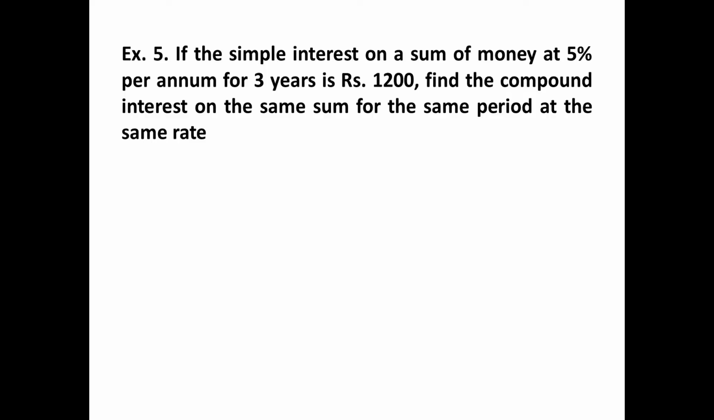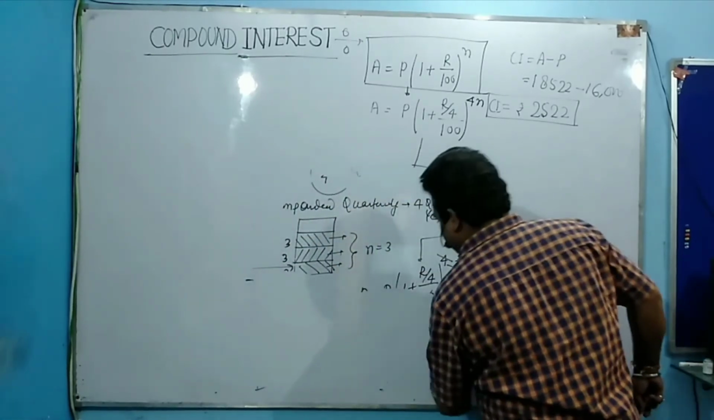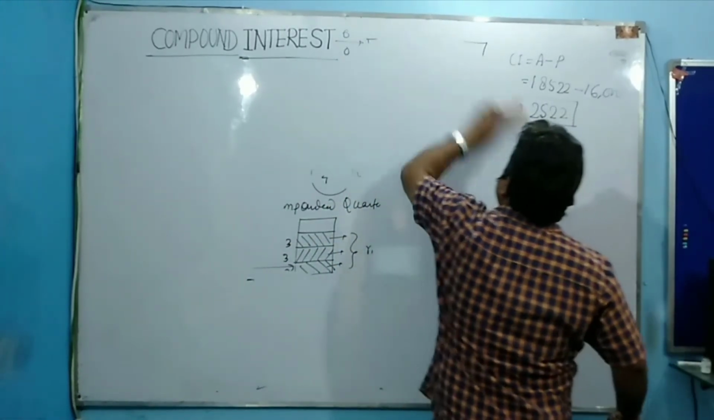So if the simple interest on a sum of money at 5% per annum for 3 years is rupees 1200, find the compound interest on the same sum for the same period of time at the same rate. So it is a problem where the simple interest is also used to calculate the compound interest value. It is a mixed problem of simple interest and compound interest. Now I am going to solve this kind of question where the simple interest value is given to you, and based on simple interest you need to calculate the compound interest.